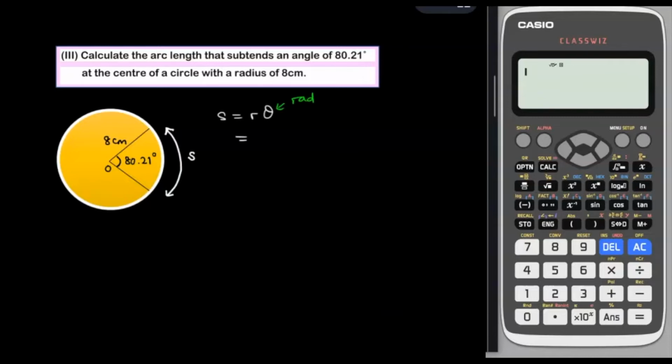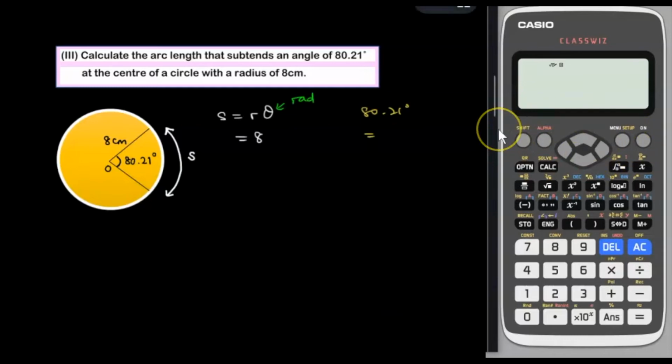Okay, so the radius here is 8 cm, so 8, okay? And then this theta, they give you 80.21. So 80.21, to do some side working. So 80.21 degrees, we have to change to radians, okay? So how? Okay, I'm going to use the Casio Classwiz calculator to get the answer, okay?